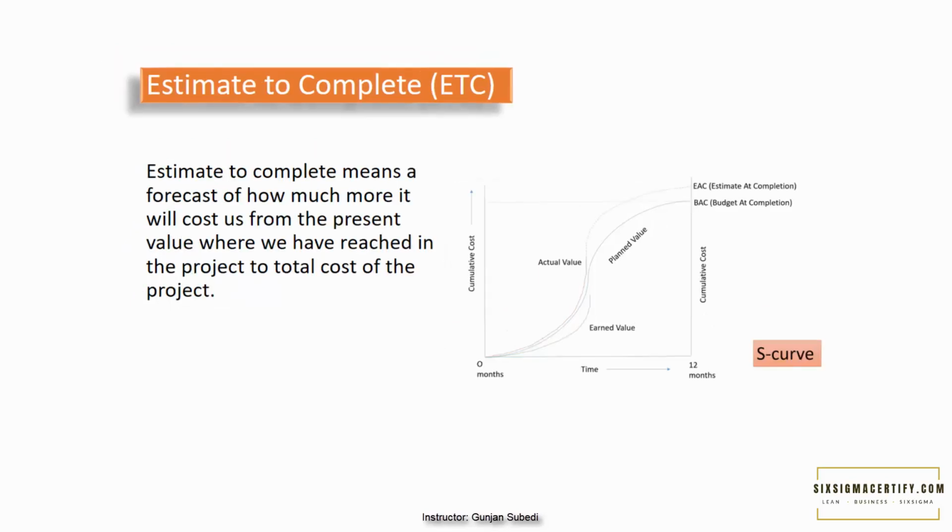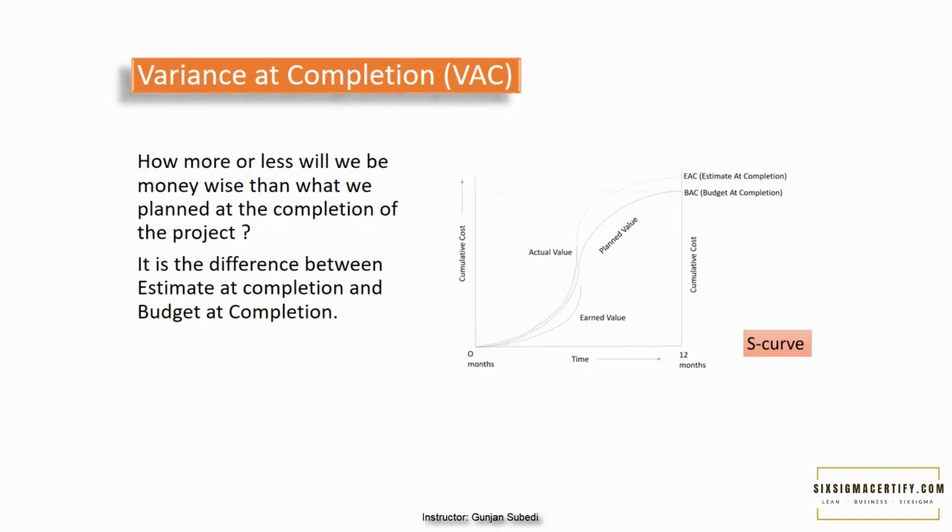Another term, estimate to complete, means a forecast of how much more it will cost us from the present point where we have reached in the project to the total cost of the project. Variance at completion means how much more or less money we will spend than what we planned at the completion of the project. It is the difference between estimate at completion and budget at completion.